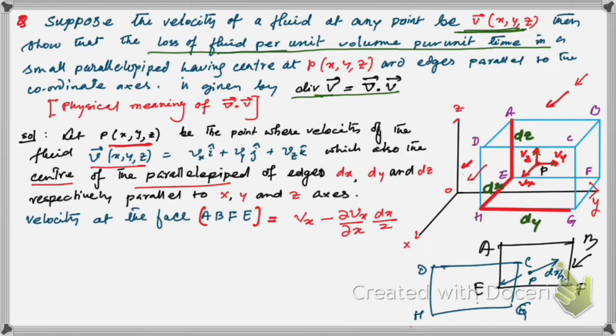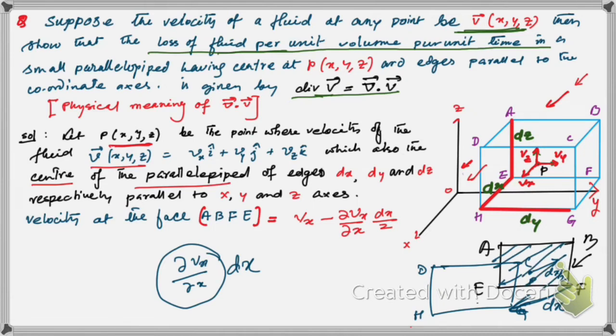Now here you see, what does del v by del x represent? This is the change in velocity per unit length. This total edge is dx that we have considered. So if the change in velocity per unit length is del v by del x, then the total change in velocity along dx will be del v by del x into dx, as we are going to find the velocity at this surface only.